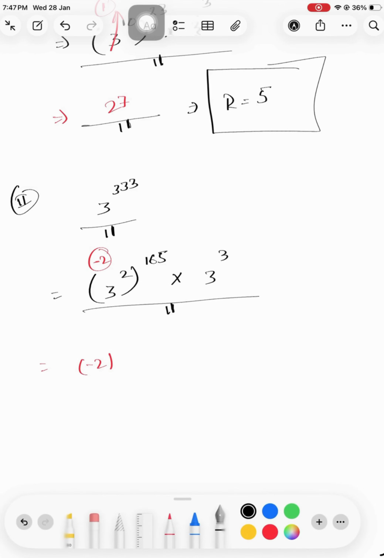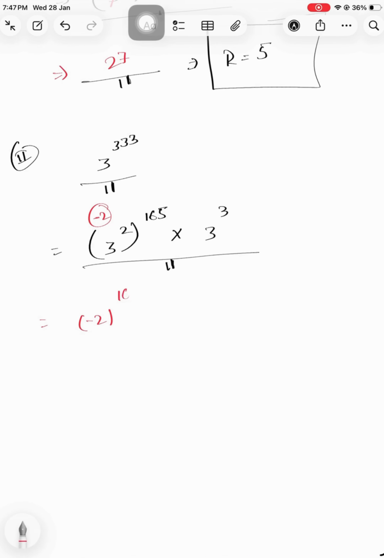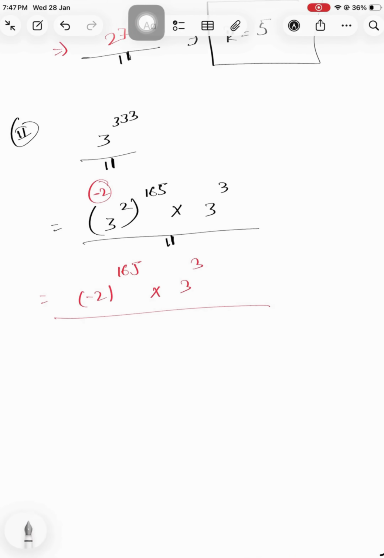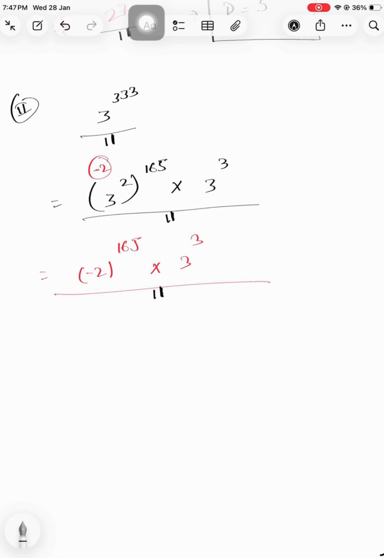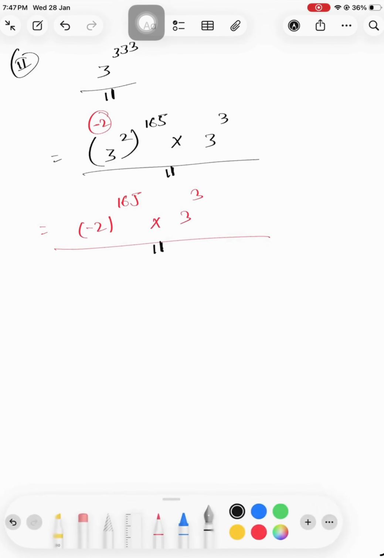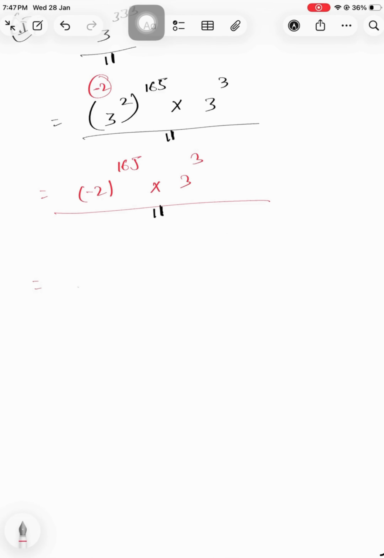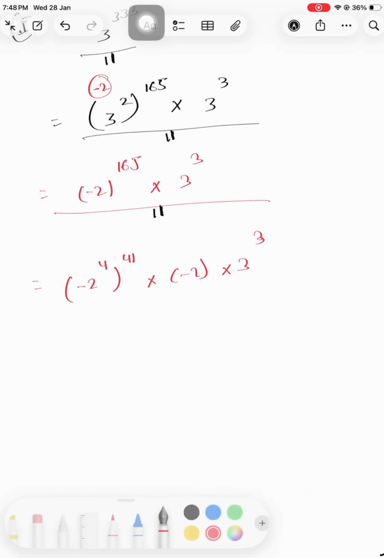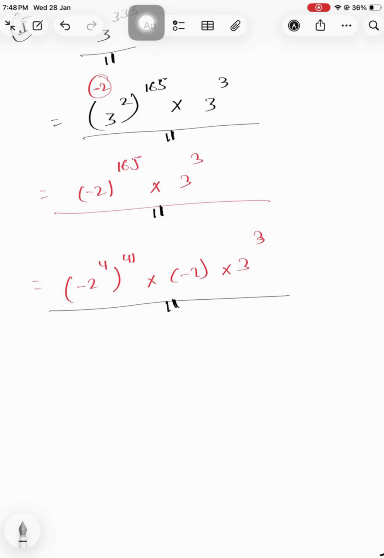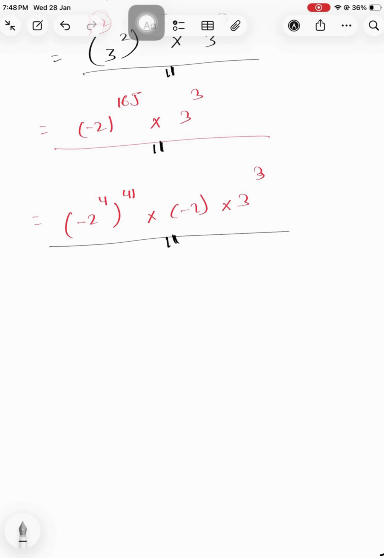So for every 3 square, which is 9, having 11 considered as the multiple, the distance is coming as -2. So here it is convenient for us to use a negative remainder as a tool, rather than taking a positive remainder. So every -2 in the next step will replace the entire value in the numerator, and finally it is coming as -2 raised to the power 165 into 3 to the power 3 upon 11. Now let's take it to another step, that is -2 raised to the power 4 within a bracket, then 41 over here, then -2 into 3 cube upon 11.